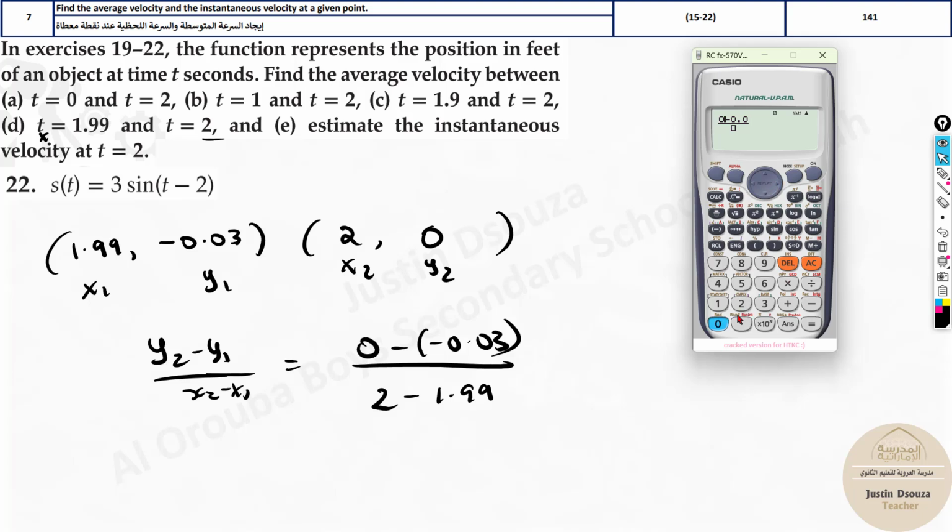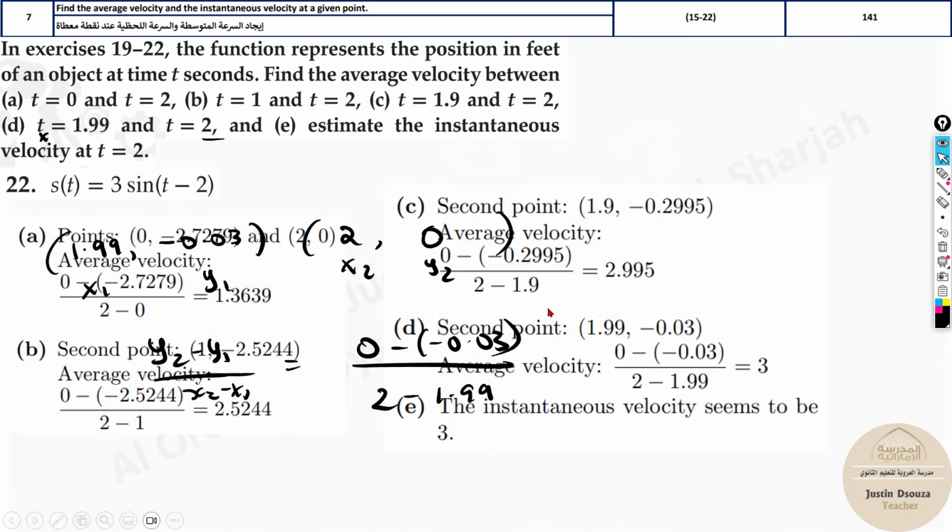That's 0 minus bracket, I'll type it as it is, minus 0.03, divided by 2 minus 1.99. The answer is 3. Say the D value, yes, we got 3 itself. And now what about the instantaneous? Really, we rounded off to 3 over here. It would have been not exactly 3. It'll be 2.9999, because if we had taken 0.02999, but we rounded off, that's the reason we're getting the accurate answer.